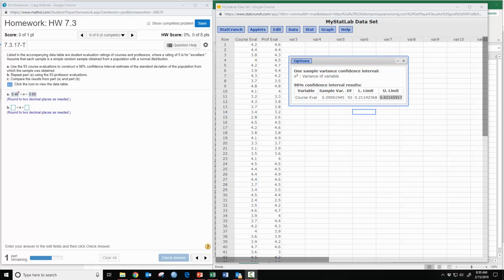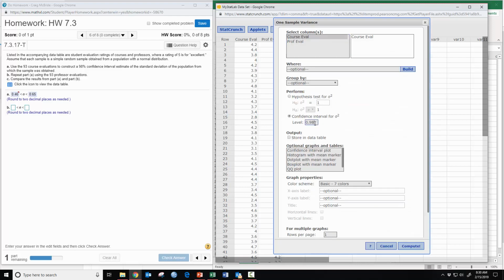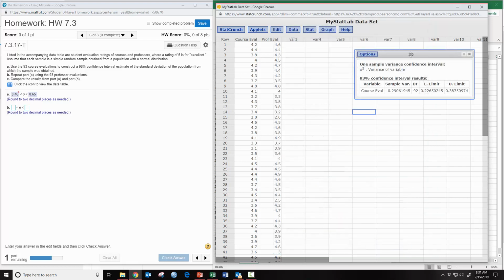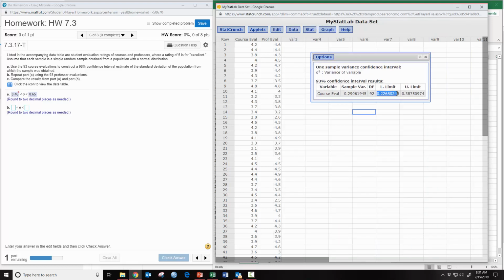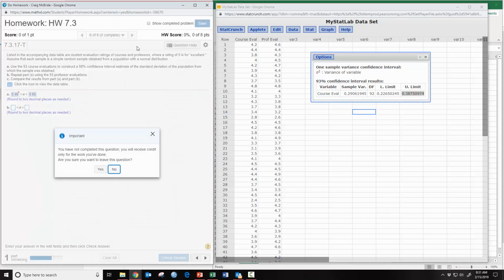All right, and then for the next one, you're just going to repeat the process, only you're going to go into options, edit, and change this to 93, compute it. And then remember, once again, you have to take these numbers and square them, right? So it's each one of those things squared and then round to the correct decimal places. Okay, so that should fix any problems you have with probably all of these, right? Because they're all going to be pretty much the same thing.